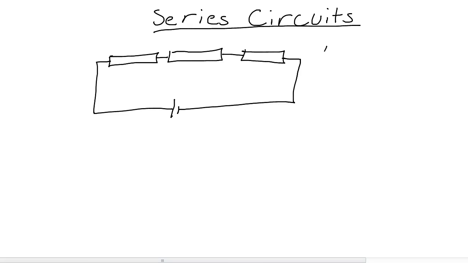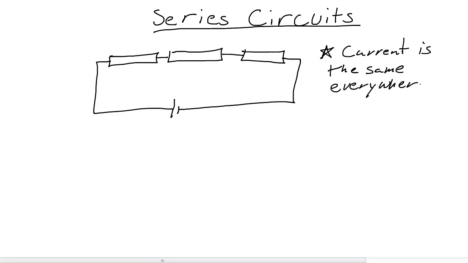Because there's only one way for the electricity to go around the loop, we could say that the current in this circuit is the same everywhere. Okay, so if this is my first resistor, the current through this resistor is the same as the current through my second resistor, as it is through my third resistor. And so my current, I, is the same here, and even up here. Okay, so the current's the same everywhere.